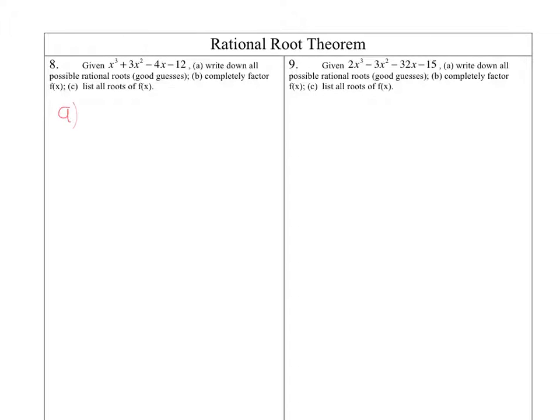So A, possible rational roots. For factors of negative 12 divided by factors of 1. So that's plus or minus 12, plus or minus 1. It's going to be 6 and 2 next, plus or minus 6, plus or minus 2. And then it's going to be 3 and 4. So plus or minus 3, plus or minus 4. Since 1 is only divisible by 1, I don't have any other factors. That's going to be different for problem number 9, where I will have some other ones to do.